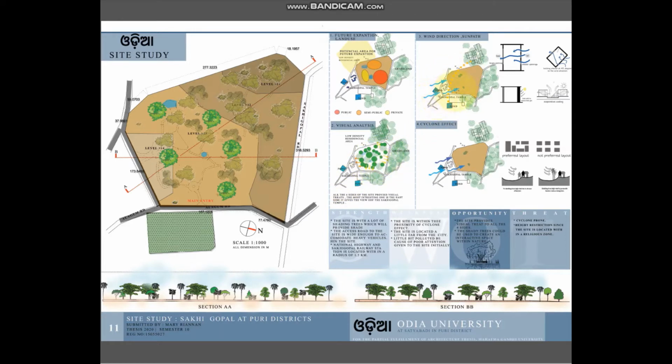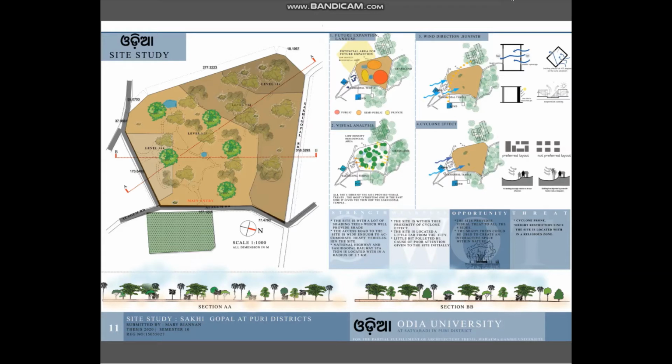The wind direction and the sun path. The wind direction is from southeast to northwest direction, and sun path is from west to east. It has impacts of cyclones, and cyclonic wind flows from southeast to northwest direction. SWOT analysis. The strength of the site. The site has enough of shading trees, and the road width of the site is wide enough so that it can accommodate heavy vehicles, and Sakshigopal railway station and national highway is 0.5 kilometers away from the site.